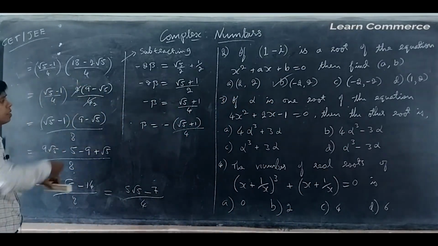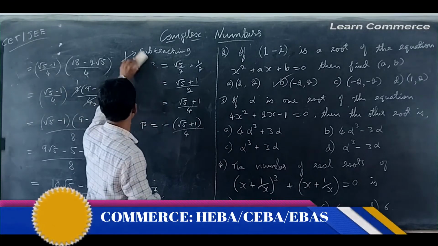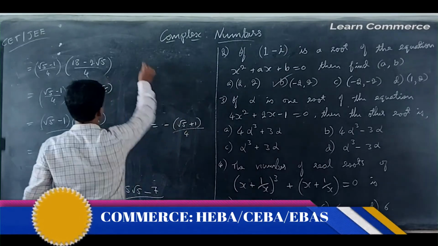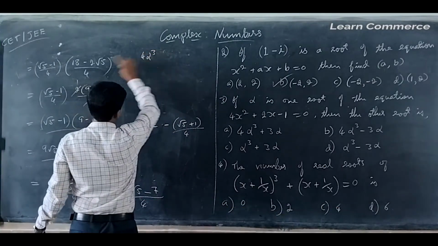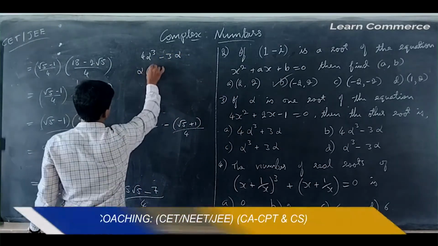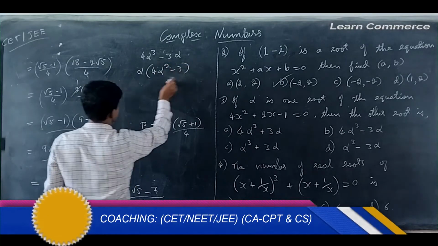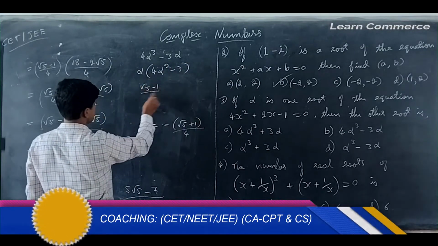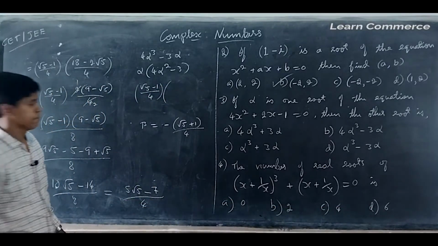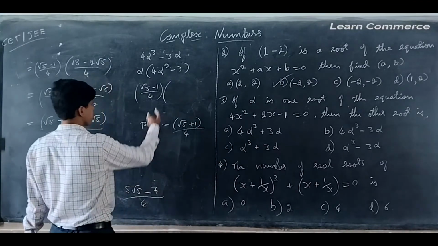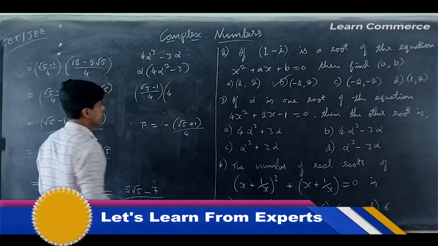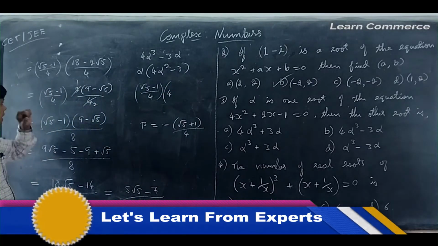So this is with the 4 alpha cube plus 3 alpha. Now this is minus 3 alpha. So if you take alpha common, that is 4 alpha square minus 3. So that is root 5 minus 1 divided by 4. Yeah, and then this is 4 and alpha square and minus 3.